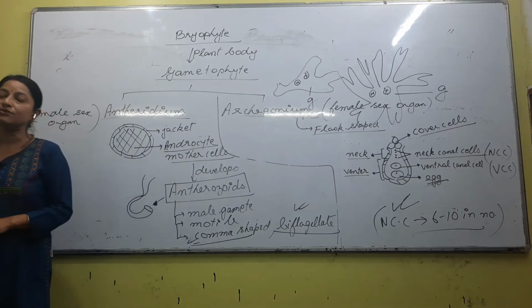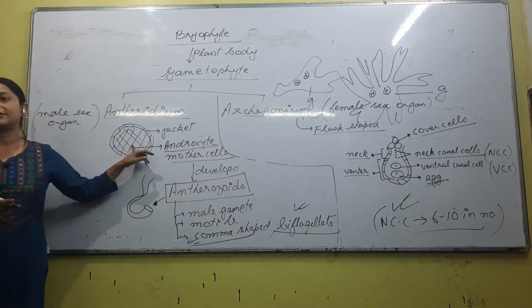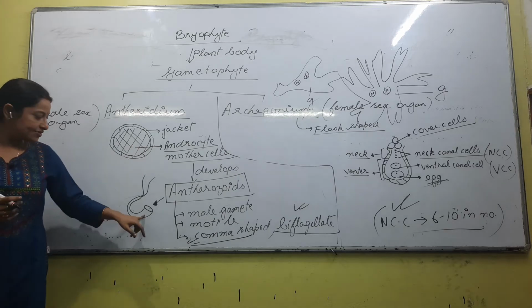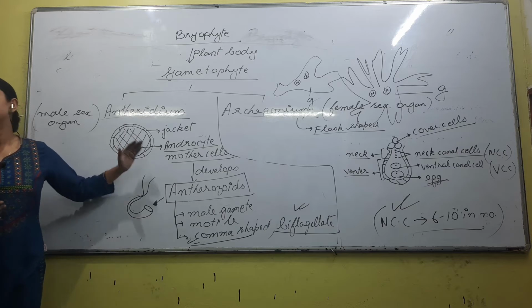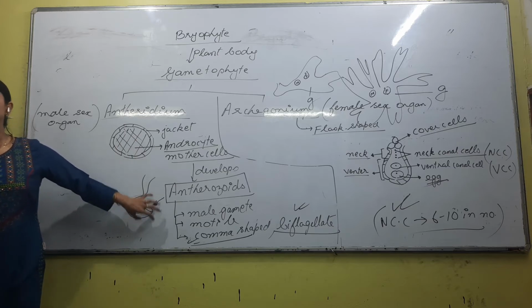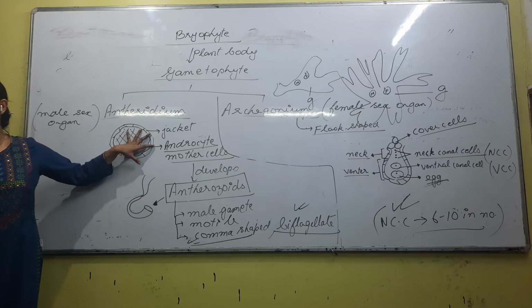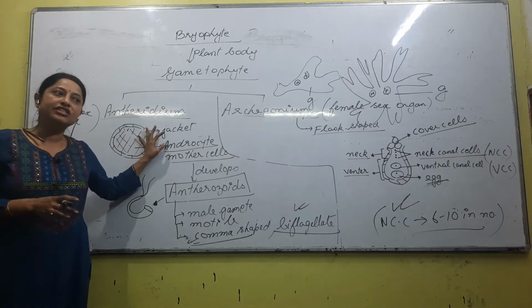For the male gamete to go to the female, they have to come out from the structure, yes or no? Because this structure is formed with something inside. No doubt we are drawing a diagram like this, but that does not mean it has come out. The male gametes are formed inside the antheridium. So, as the antheridium matures, what happens?